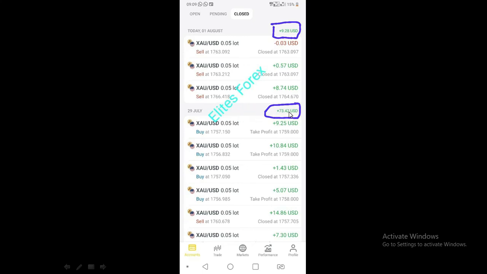You can see that this person made 73 US dollar on this day. Then on the next trade, he only made 9 US dollar. So that's the way it works. Plus and minus, plus and minus, plus, you make profit.